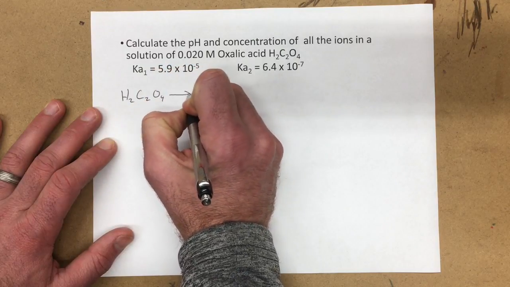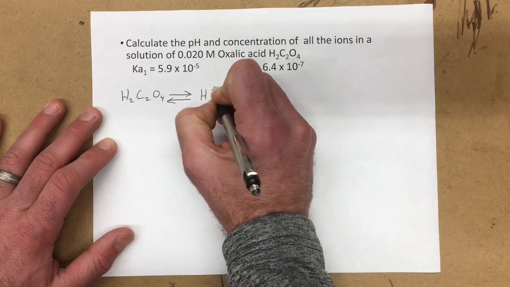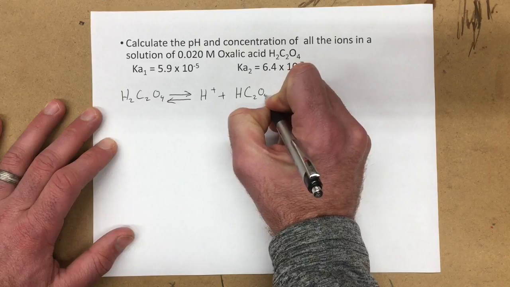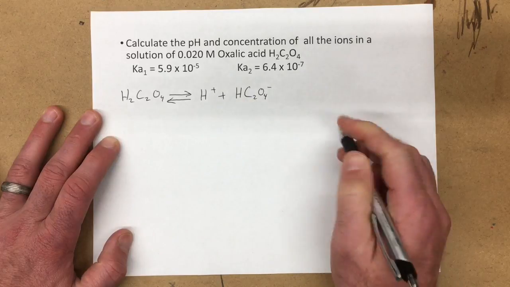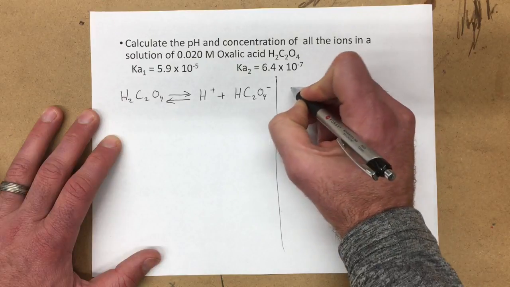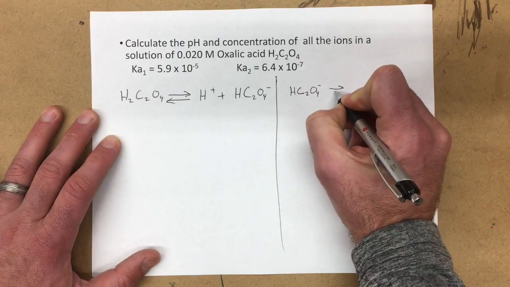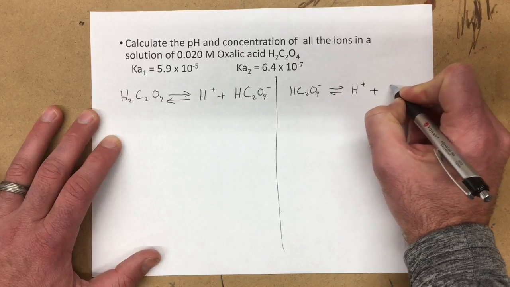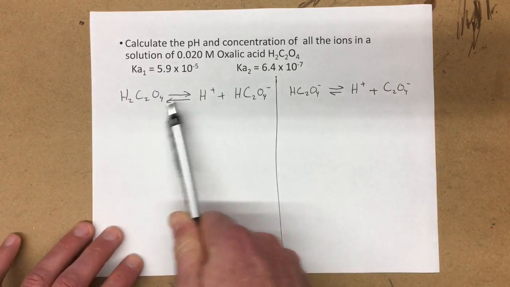H2C2O4. And when that loses one hydrogen, what will be left will be HC2O4 with a -1 charge. After it loses that hydrogen, some of these conjugate bases, HC2O4 minus, can act as an acid, and some of them can actually lose another hydrogen. And then it would make the conjugate base C2O4 with a -2 charge. So it happens in two steps.